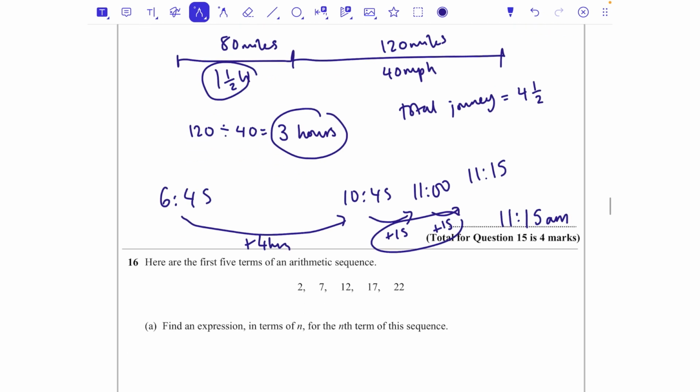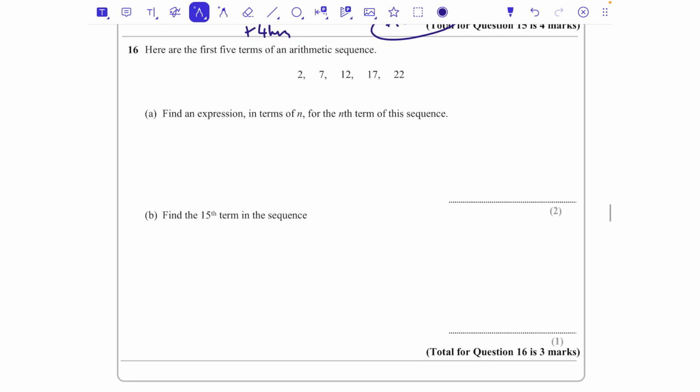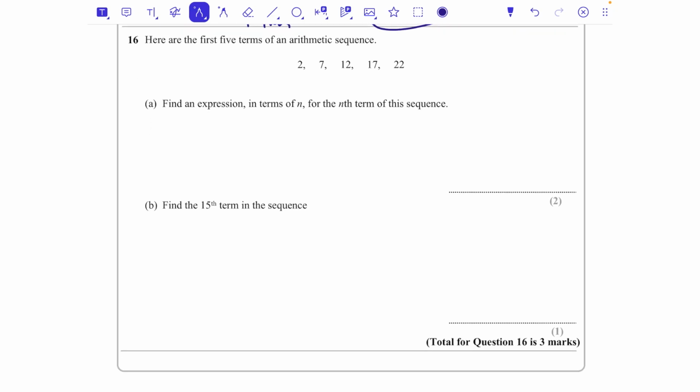Okay, question number 16. Here are the first 5 terms of an arithmetic sequence: 2, 7, 12, 17, 22. Find an expression in terms of n for the nth term of this sequence. So for the nth term, we need to think, what are we going up in here, or what are we going down in? And because we're going from 2 to 7 to 12 to 17 to 22, I can see that we're going up in 5s.